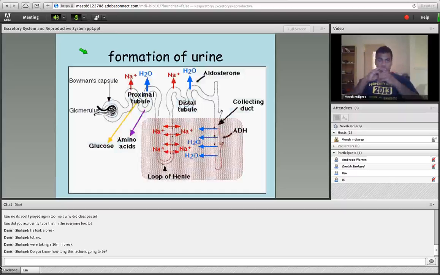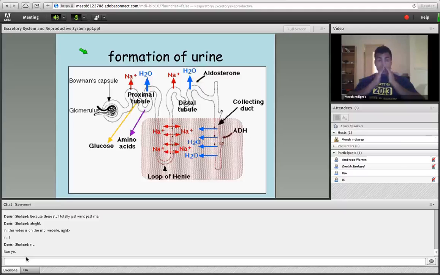So there's a little picture. It's not as clear as the picture that I just emailed to you guys, but here you can see sodium and water. Sodium is going to be leaving through the proximal tubules, and water is going to be passively following the sodium concentration. And the same thing happens at the distal tubules as well.